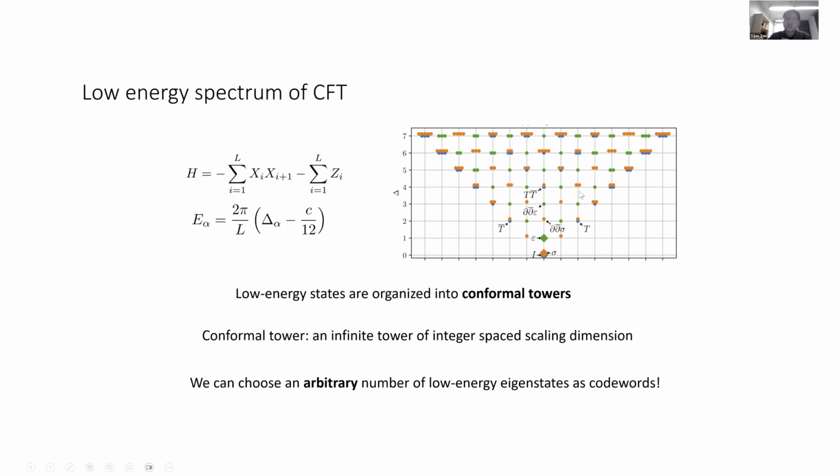So here, in order to choose a closed subspace, we can just choose an arbitrary number of low energy eigenstates. For example, you can cut off at scaling dimension equal to 7, and I believe there are about 100 states in the figure. So now the closed subspace has dimension 100. You choose an arbitrary number of them, and that gives you the encoding.